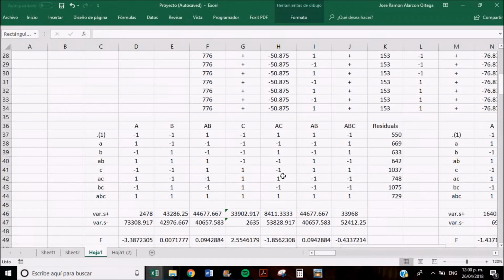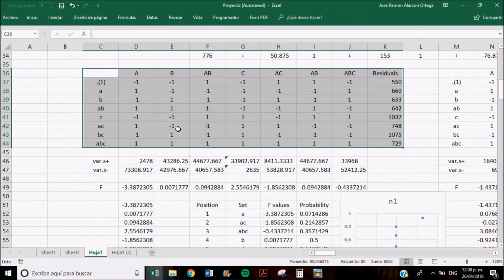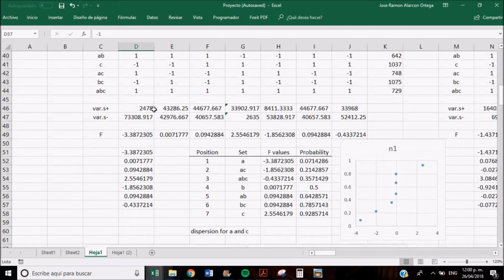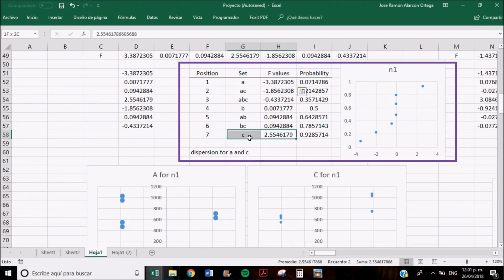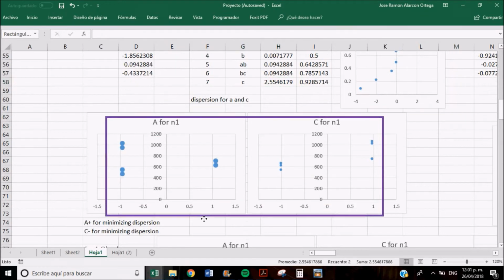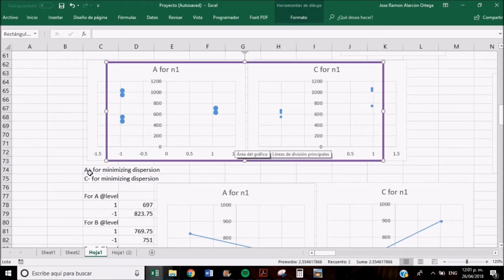Checking for dispersion, I followed this attempt, the one of generating the graph using the variances of the several factors, +1, +1, and -1. We can see that the ones that are generating most of the dispersion are the A factor and the C factor as well. For the diminution of the dispersion, we have to choose +1 for the A factor and -1 for the C factor.